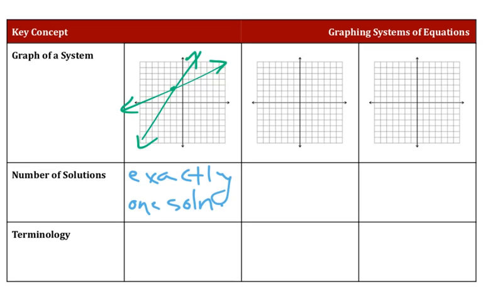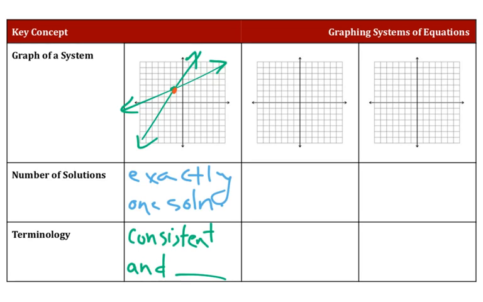Now, because these lines intersect, and I could also say they coincide, they kind of run in together, for the terminology, we're going to start by saying they are consistent. So what consistent means is that they intersect somewhere. And then we're going to have another term in a moment that I'll explain later, just because I only want you focusing on the fact that they're consistent.